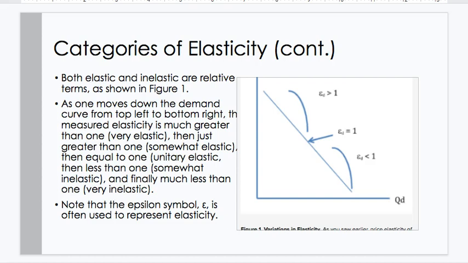Categories of elasticity, continued. Both elastic and inelastic are relative terms, as shown in Figure 1. As one moves down the demand curve from top left to bottom right, the measured elasticity is much greater than 1, very elastic, then just greater than 1, somewhat elastic, then equal to 1, unitary elastic, then somewhat inelastic, less than 1, and then finally much less than 1, very inelastic. Note that the epsilon symbol is often used to represent elasticity.